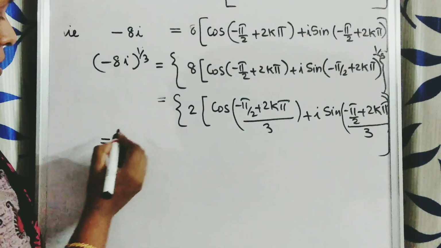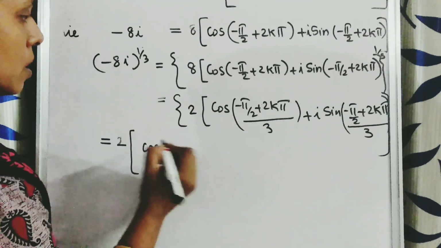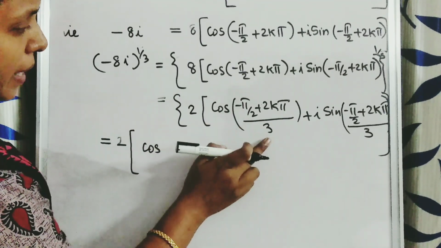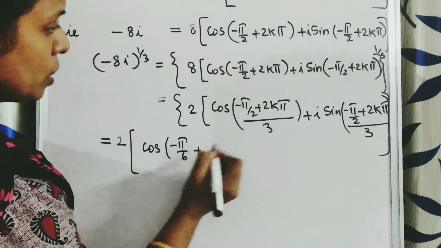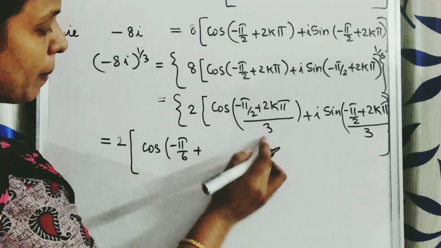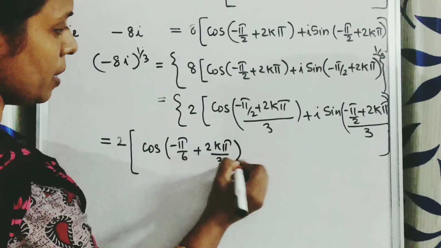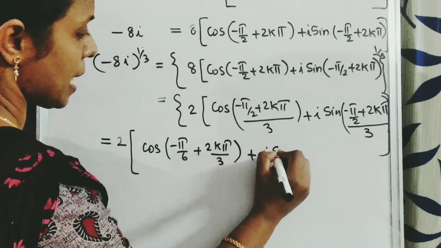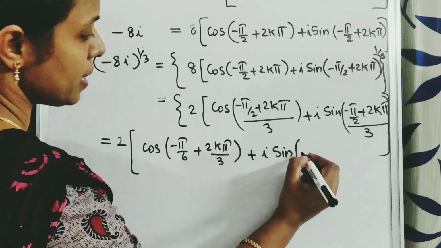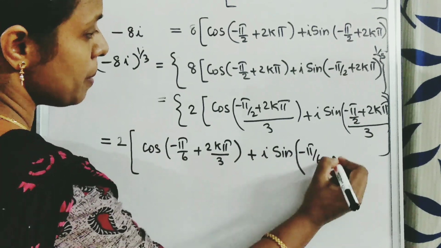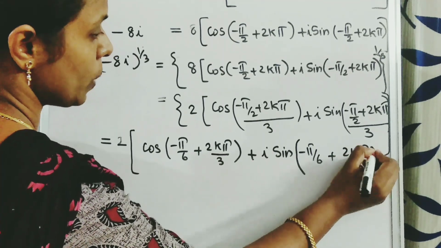Next we can write it as 2 into cos. Here negative pi by 2 by 3 is negative pi by 6, plus 2k pi divided by 3. Plus i into sine. Here negative pi by 2 by 3 is negative pi by 6 plus 2k pi divided by 3.